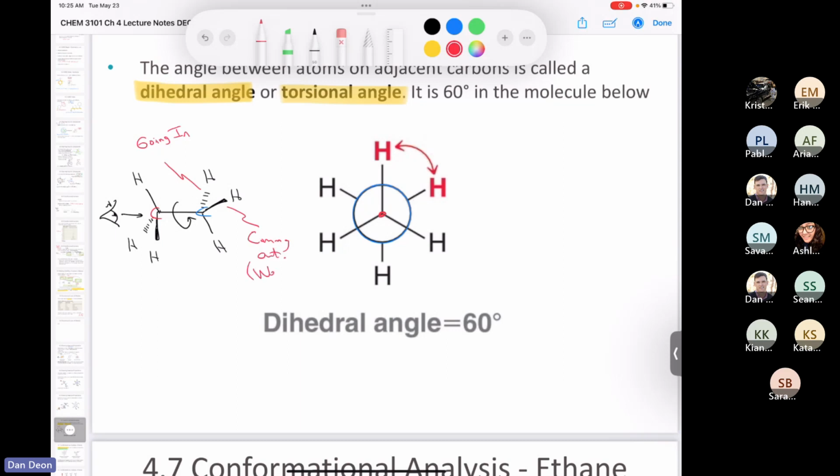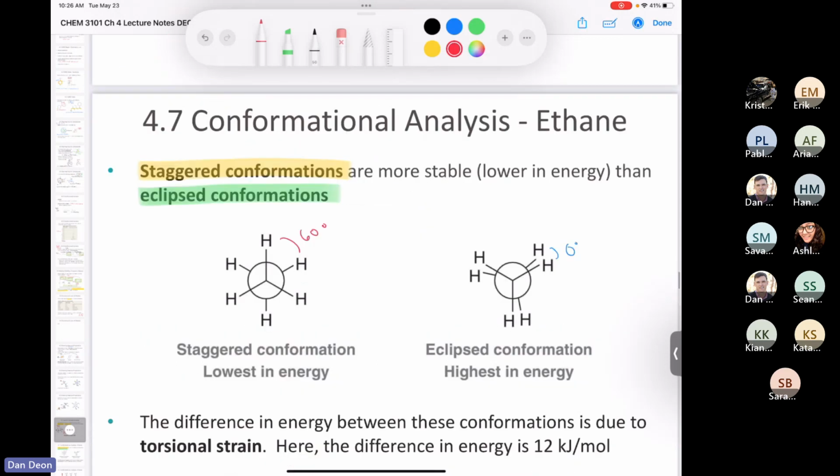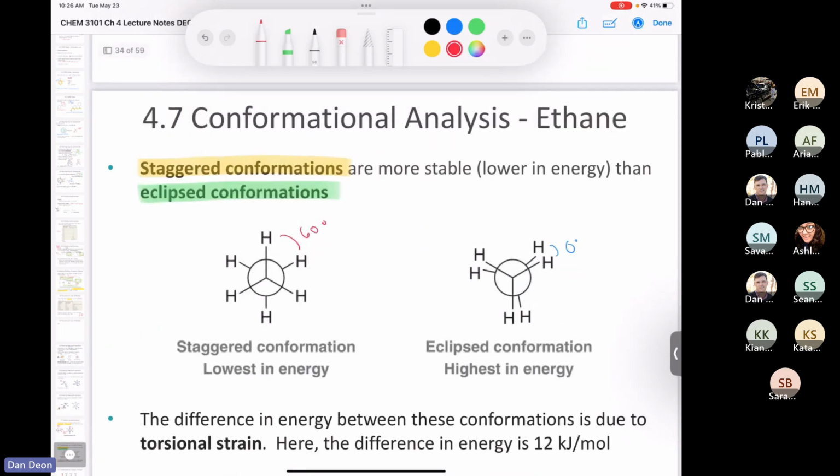And we call that one a wedge, and we call this one a dash. All right, so a dash is going into the page and a wedge is coming out of the page. All right, so torsional strain.